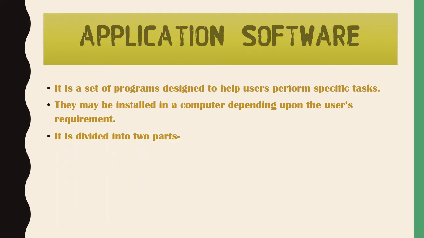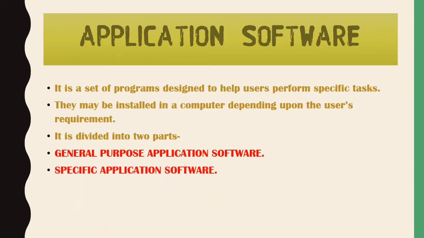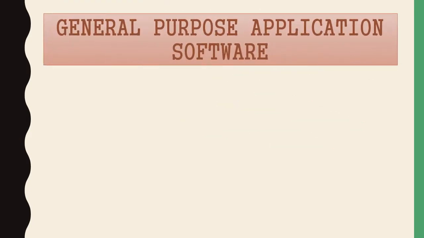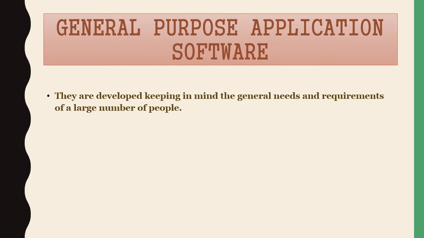Application software is being classified into two categories. The first one, general purpose application software, and second one, specific application software. Now we'll study in detail about these two subcategories of application software. The very first one is general purpose application software. They are developed keeping in mind the general needs and requirements of a large number of people.